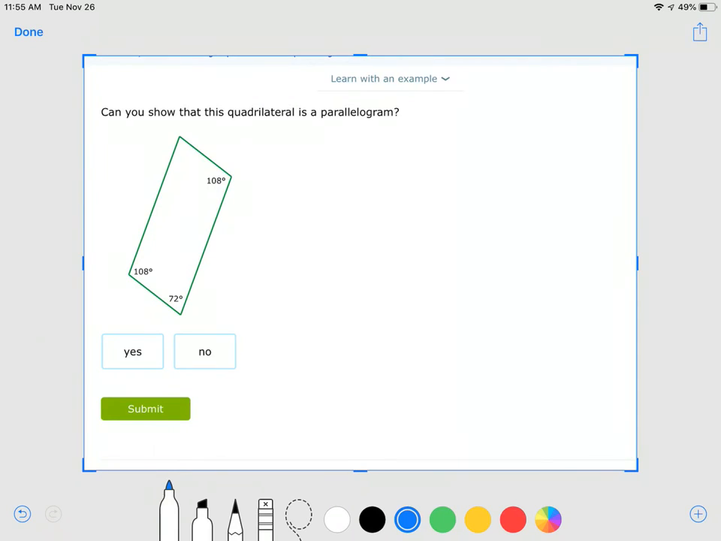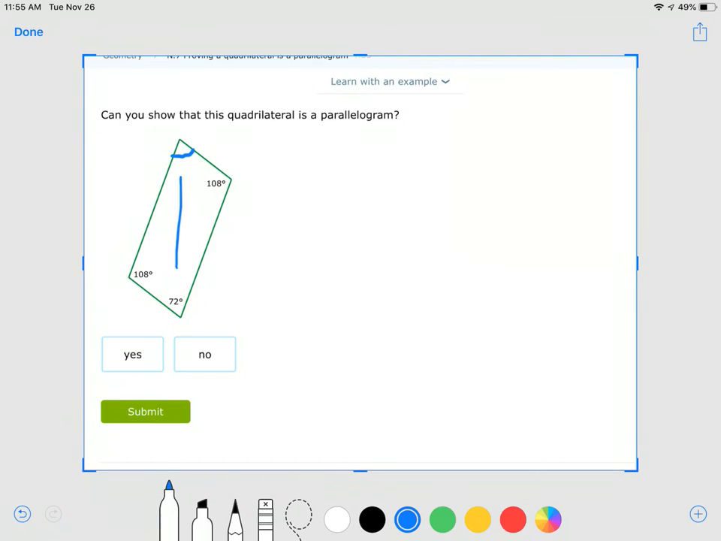108, 108, 72. This would be a parallelogram if this was what? If it was the same as this one. So if this was 72. Now, is there a way to check that it's 72? I guess we haven't actually done the following. I mean, I gave you the fact, but we haven't actually done this.